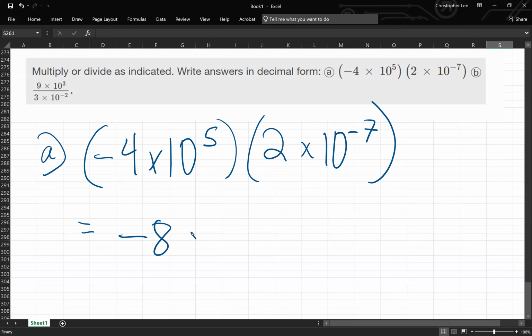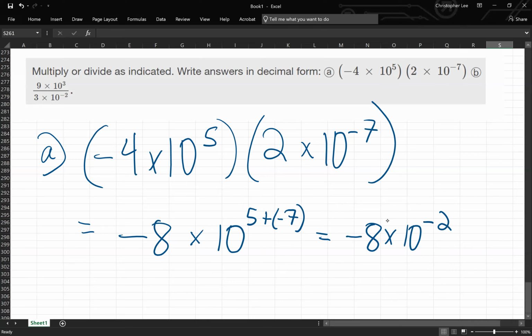And then now we're going to multiply that times 10 raised to what power? I have 10 to the fifth times 10 to the -7. That's going to become 10 to the, what operation do I use? Addition, right? This is going to be 5 plus -7, which is -2, right? So that's my final answer. -8 times 10 to the -2 power. And that's it. Questions on this? All right, so we're combining our rules of exponents with this.